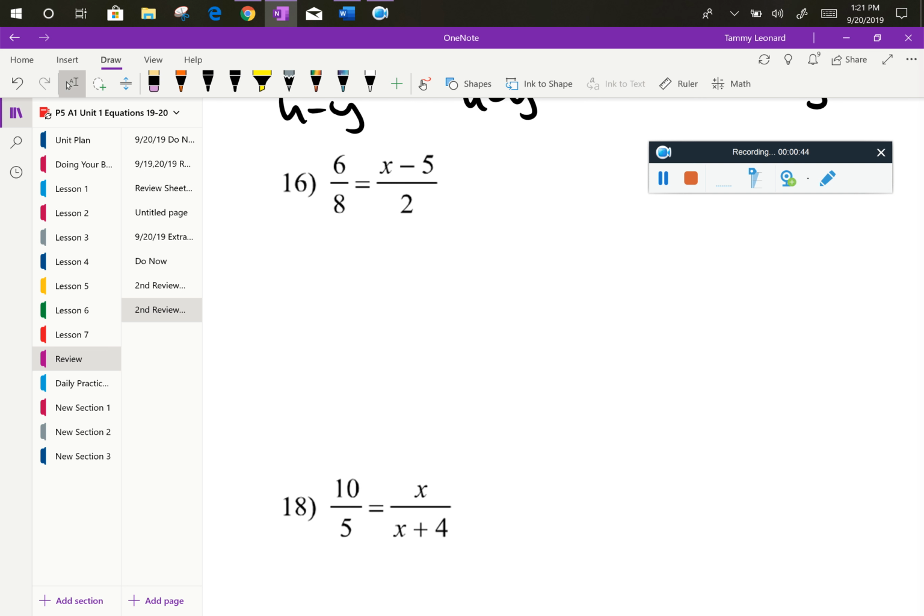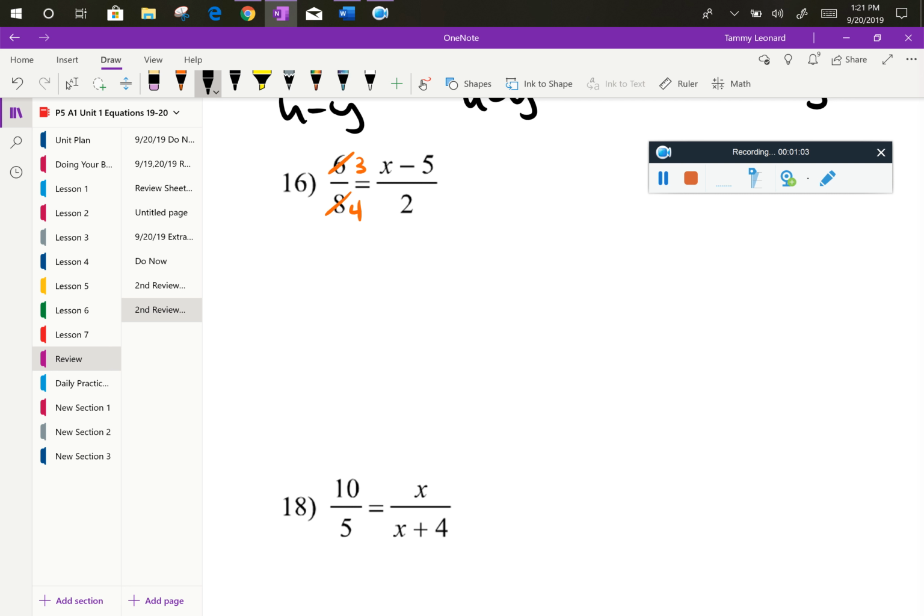In problem 16, you could immediately cross multiply, but I happen to notice that 6 and 8 can reduce to 3 over 4. If you can get in the habit of noticing those kinds of things, it makes all the numbers a little smaller, which makes the problems a little bit easier.